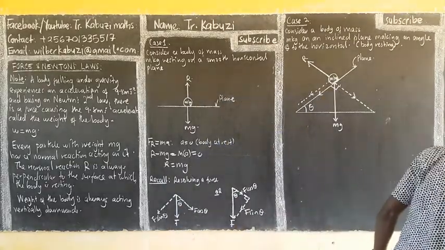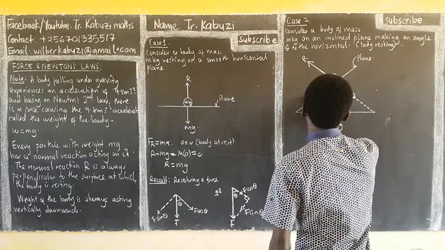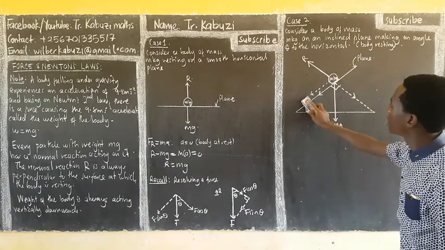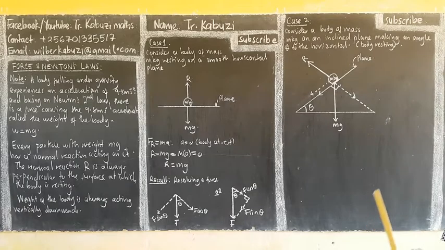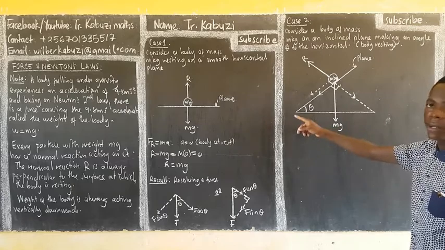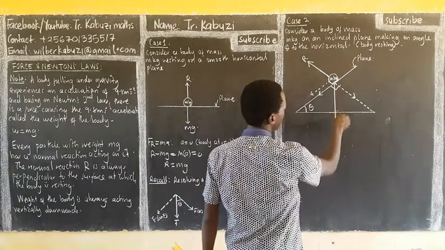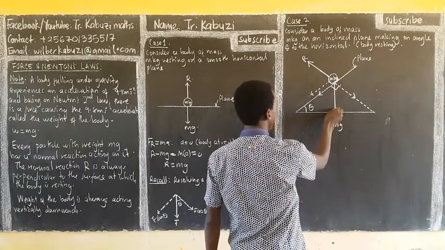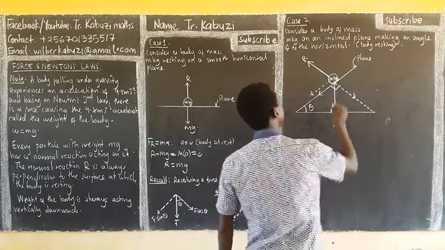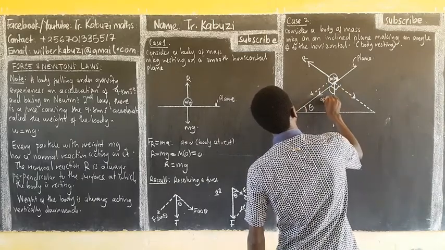Okay, after doing that, allow me to first clear this away so that we start serious work. Now, after resolving, you can see that we have created a right angle triangle, this one here. Now remember this force is always to the horizontal, so it's going to be perpendicular to this. So if this is theta, this is 90, it means that this angle here is going to be 90 minus theta.